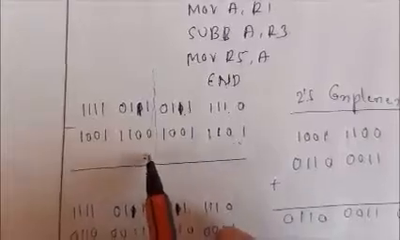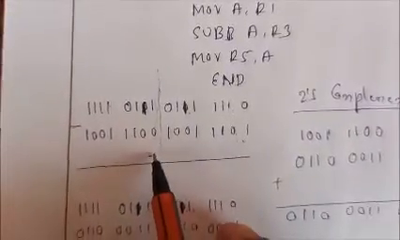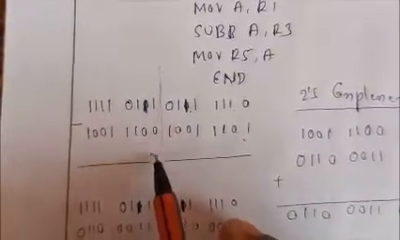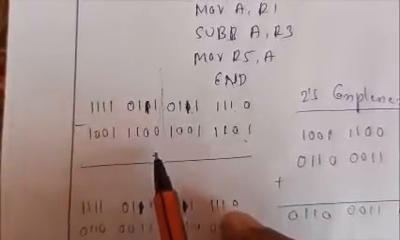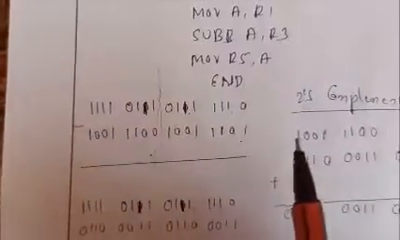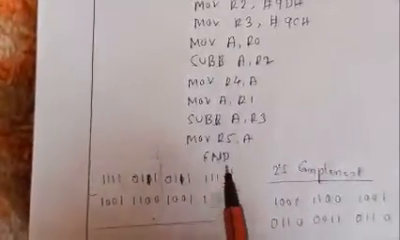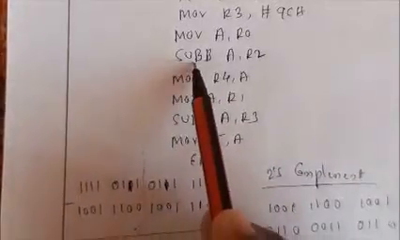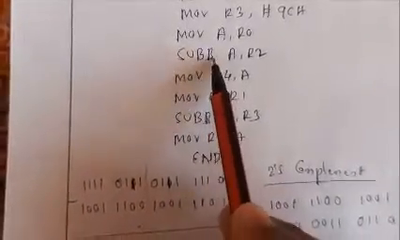But if there is a carry here, I need to consider this carry in the higher byte, the second stage. But here there is no carry at all, so I need to clear it first. Why do I need to clear it? In subtraction only one instruction is there, that is SUBB, subtraction with borrow.